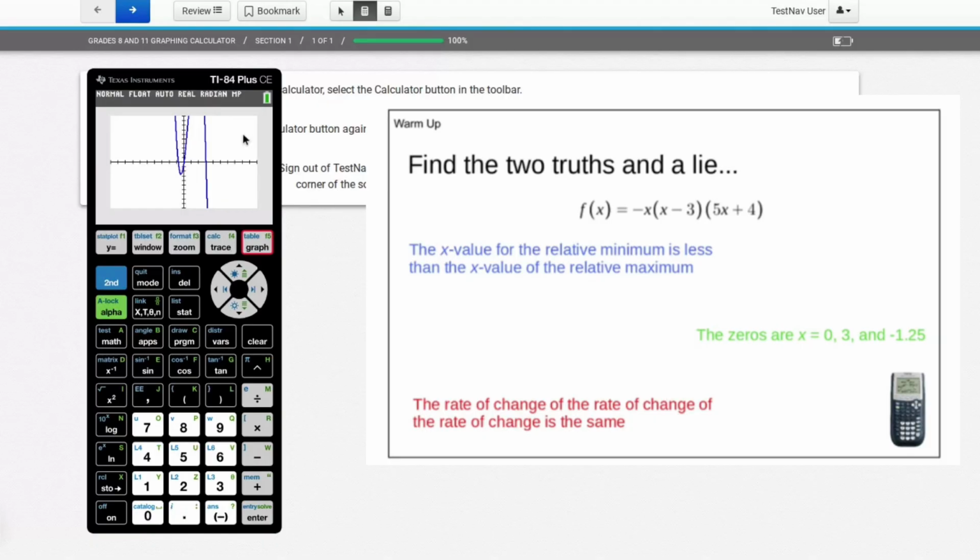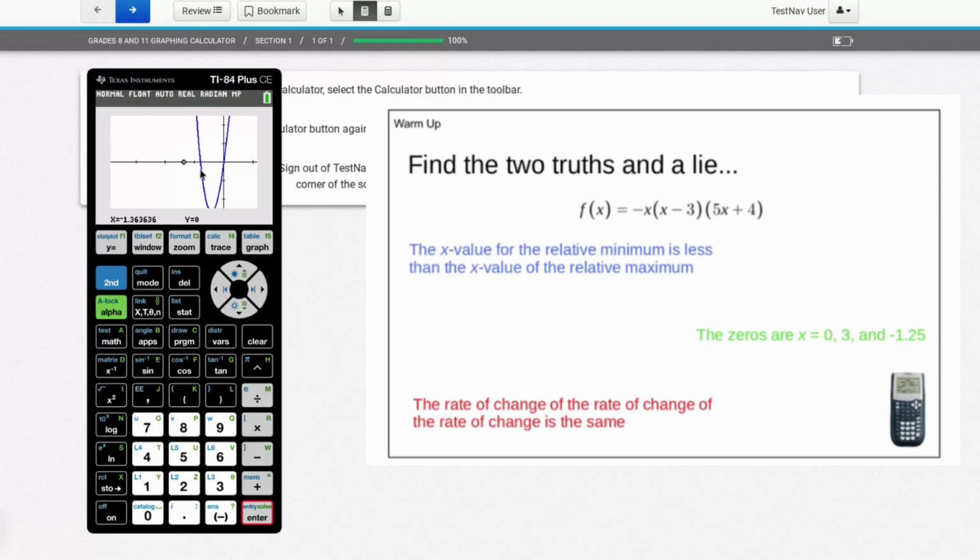The other thing we're looking at are the zeros: x equals 0, 3, and negative 1.25. So I see 0, and it does look like 1, 2, 3. Now the other question is negative 1.25. I don't see that well. I have terrible eyes, so let's zoom in a little bit. We're going to hit zoom 2. I'm going to move to the left a little bit so I can focus on that number right there, which could potentially be negative 1.25, and hit enter.